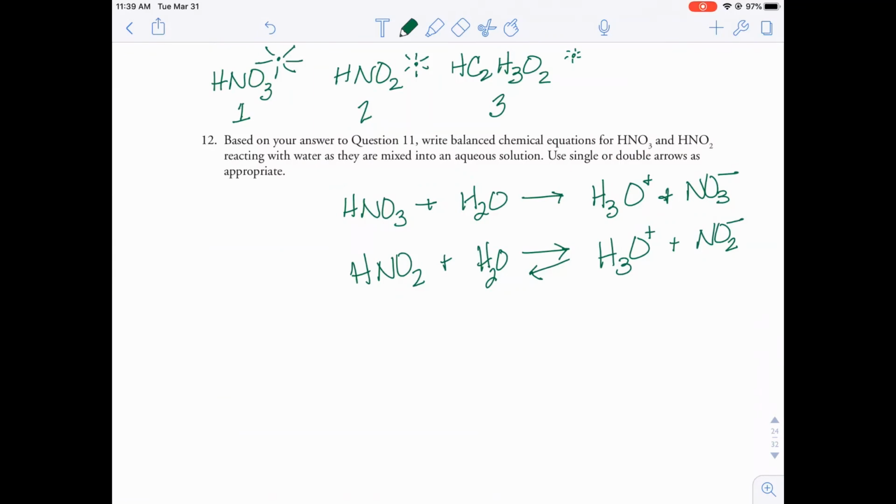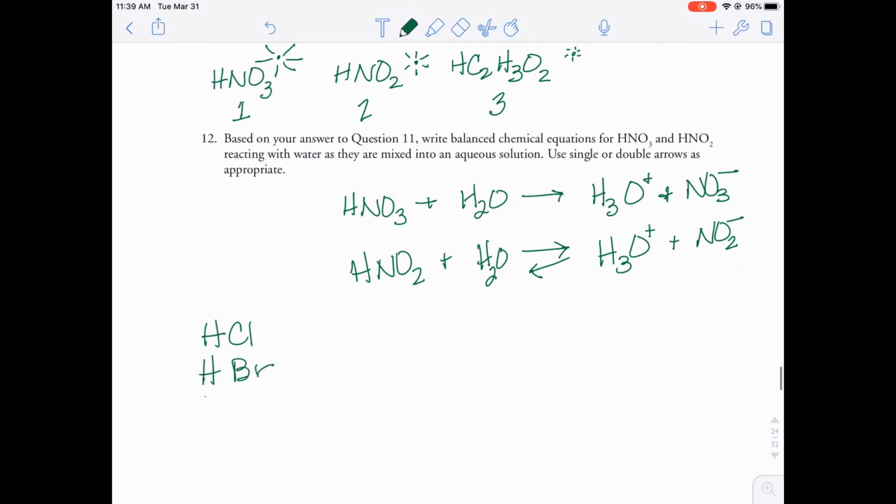All right, what are our strong acids? Well, there are 6 of them. Hydrochloric acid, hydrobromic acid, hydroiodic acid, sulfuric acid, nitric acid, and perchloric acid. These are the 6 strong acids.